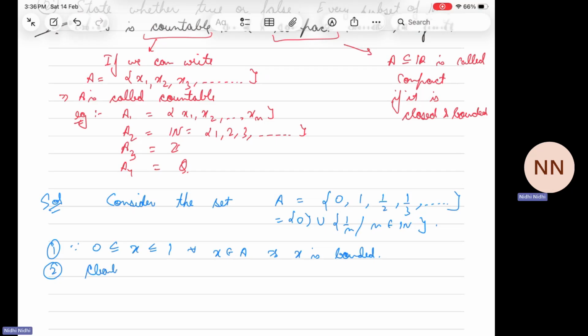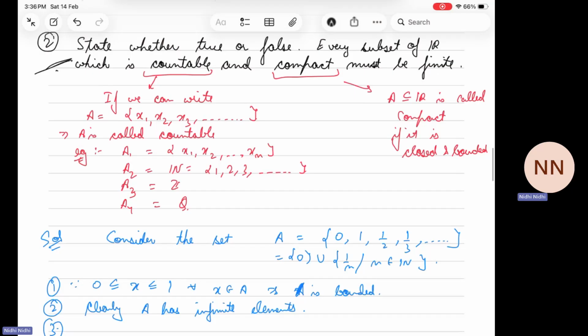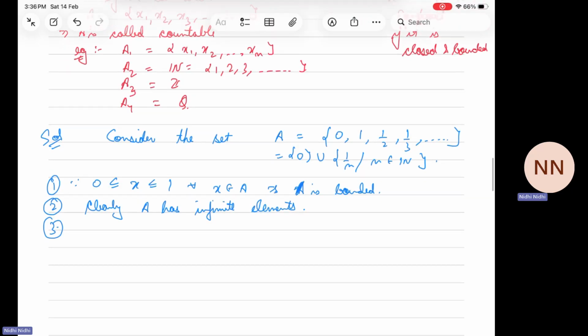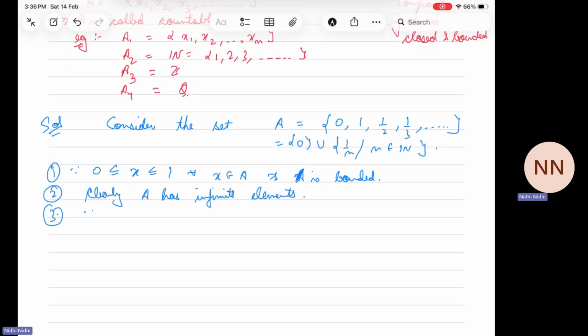Clearly, A has infinite elements, and the limit point. Can you tell me what will be the limit point of this set? Okay, so 0 is the only limit point of this set, because we know that the sequence xn equals 1 by n converges to 0.